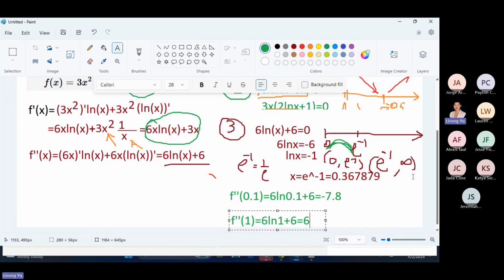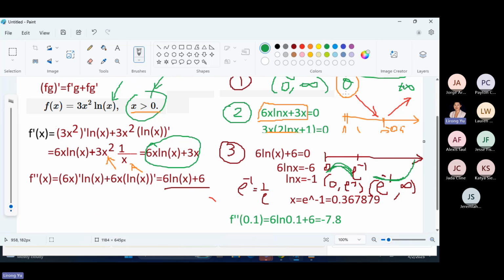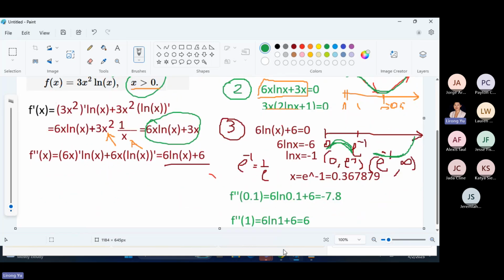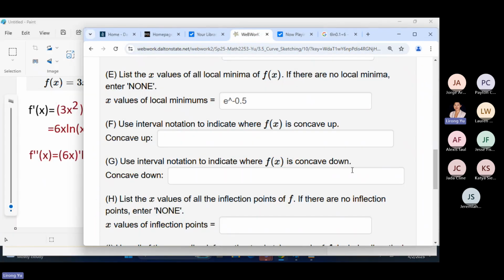6 is positive, so it's concave up. So on the second interval, it actually goes concave up. Okay, so you can see it's decreasing but concave down, and then concave up, and then pretty much concave up the whole way. That's how the graph is supposed to look. So we're going to go back to the solution page, and so we already have the answer to it.